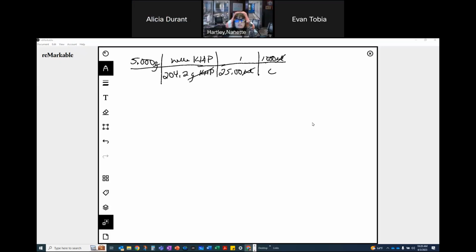So the first thing I had to do was convert to moles, so I divided by the molecular weight. Then I have to divide by the volume, but that volume needs to be in liters. That's to calculate moles per liter, which is molarity. So 1,000 milliliters is a liter, so that'll cancel these out. Cancel this grams KHP.